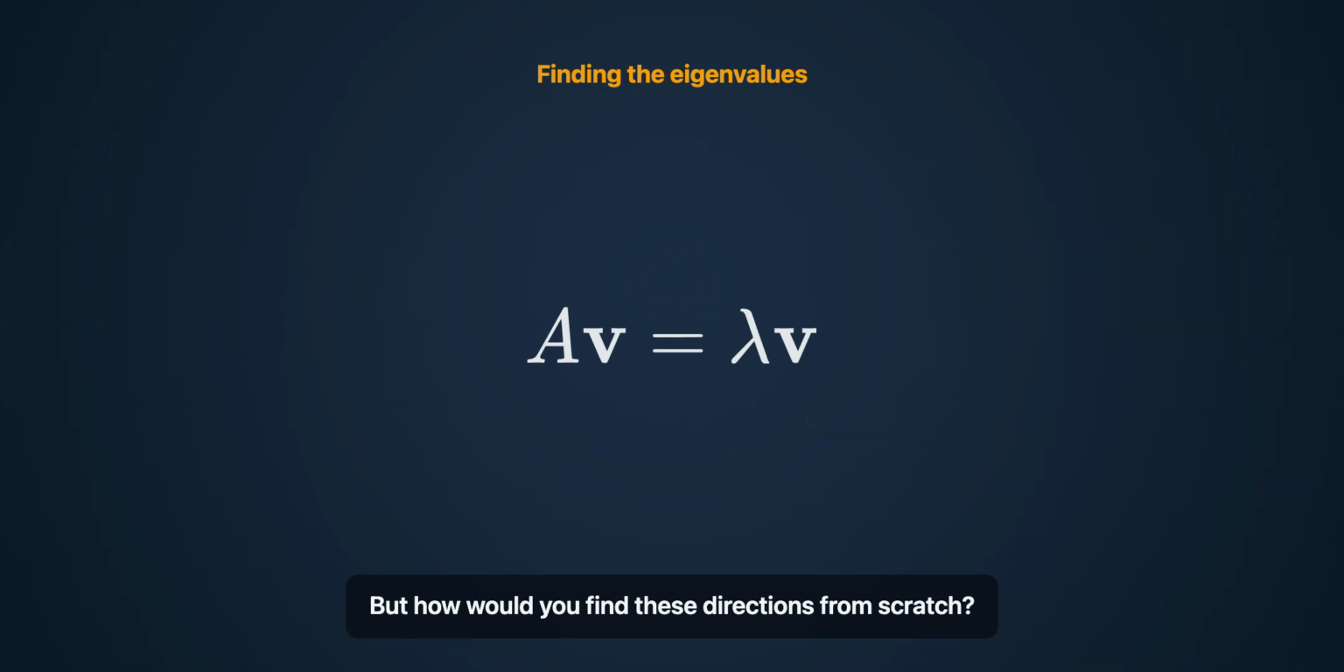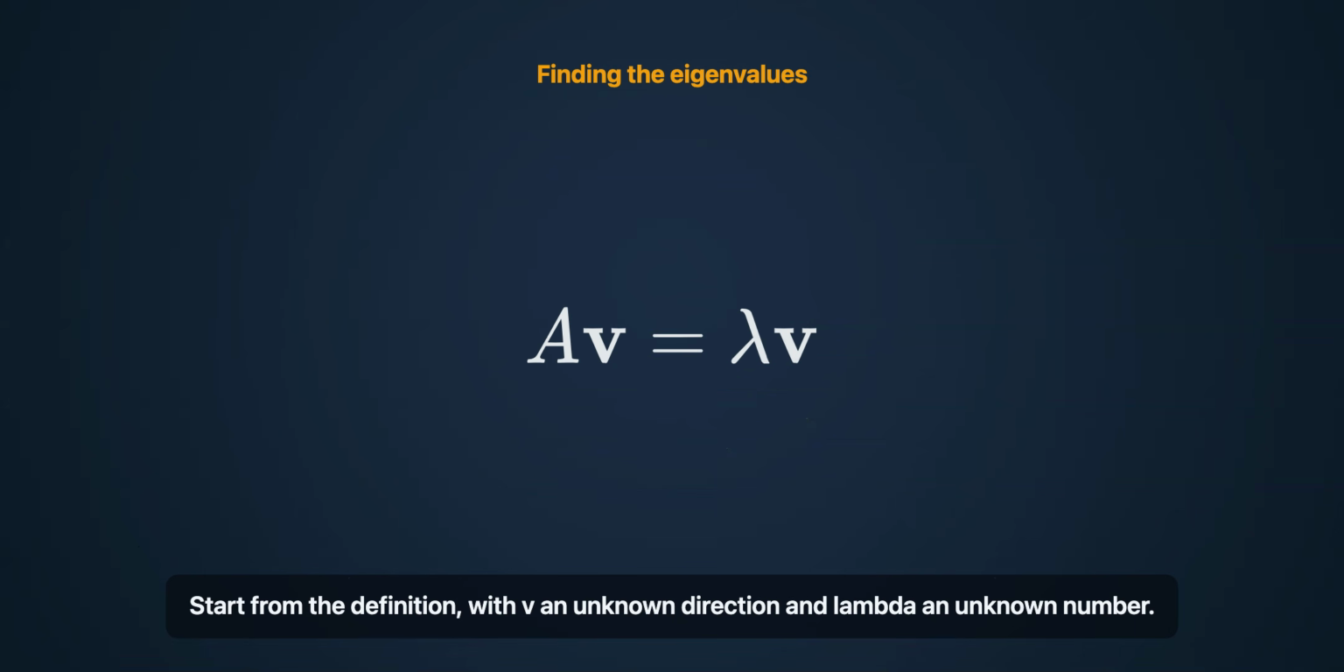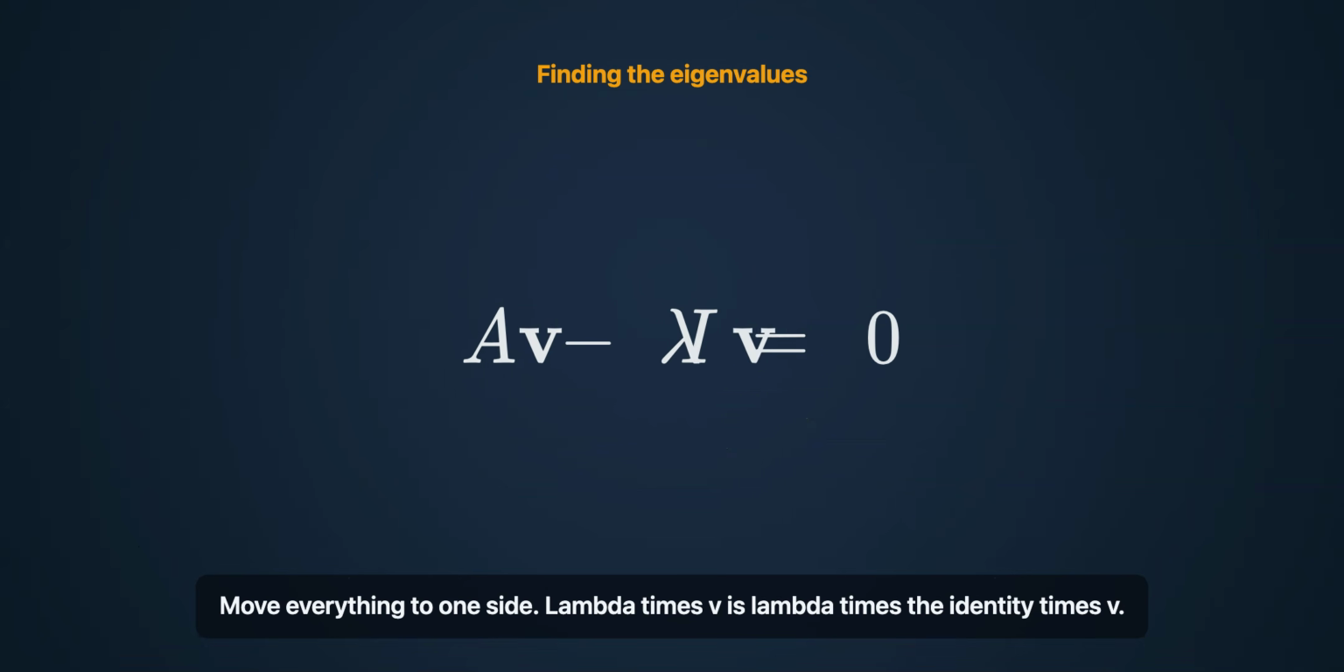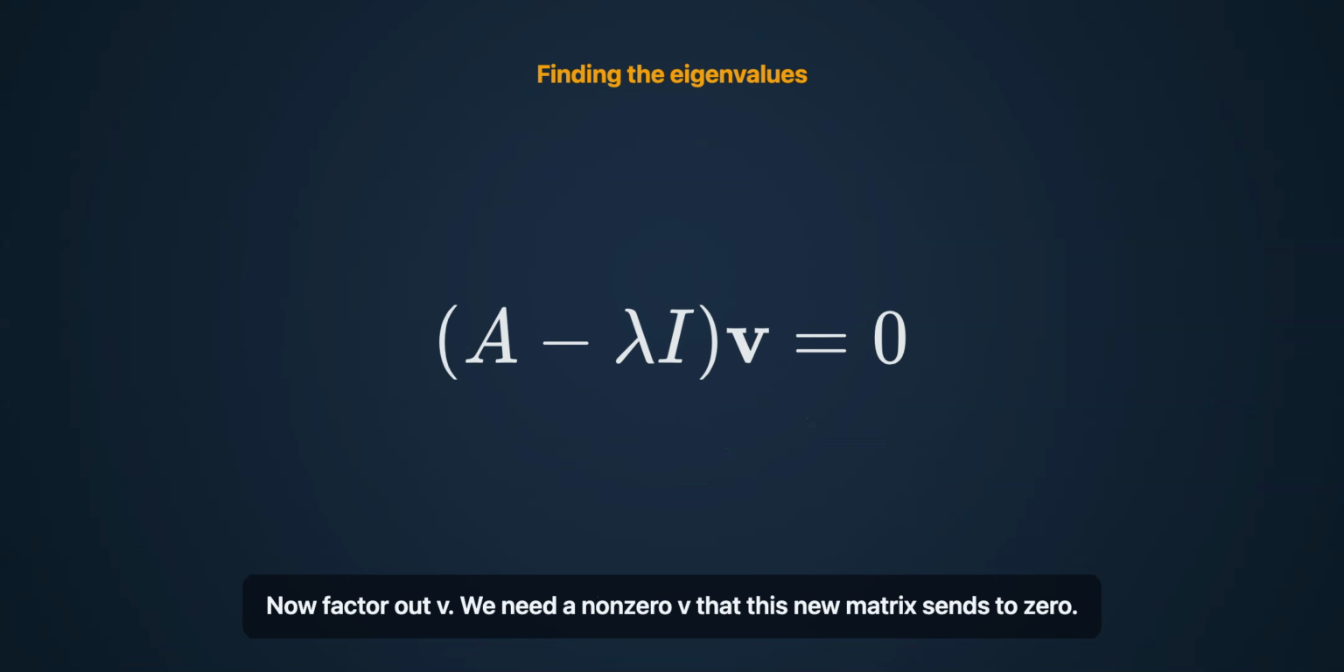But how would you find these directions from scratch? Start from the definition, with v an unknown direction and lambda an unknown number. Move everything to one side. Lambda times v is lambda times the identity times v. Now factor out v, we need a non-zero v that this new matrix sends to 0.